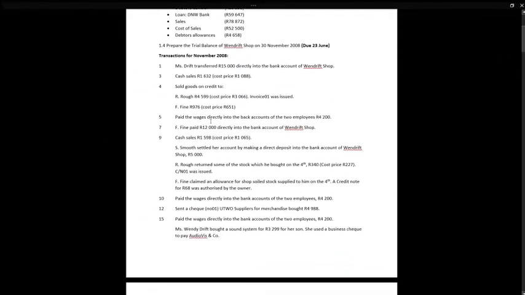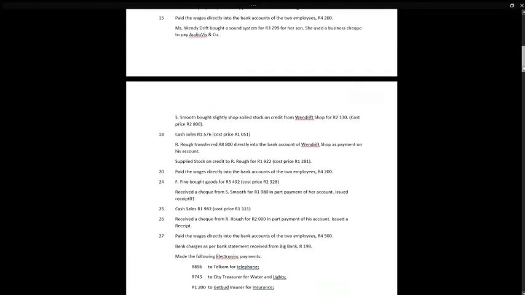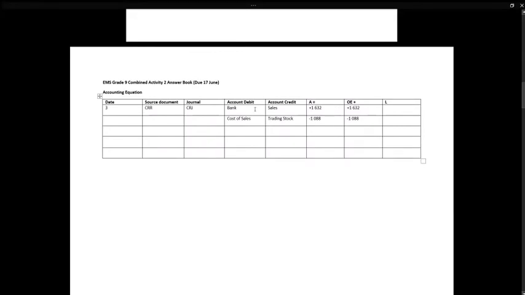So on the 5th, paid the wages directly into the bank accounts of the two employees, 4,200 Rand. Remember, they said paid directly. That means my source document will be the bank statement, and I'm paying money, therefore my journal will be the cash payment journal. So because I am paying money, my bank will decrease, and as in the previous transaction I told you, bank will increase in the debit side, bank will decrease in the credit side. Let's show the influence on my assets. So bank will decrease with 4,200 Rand.